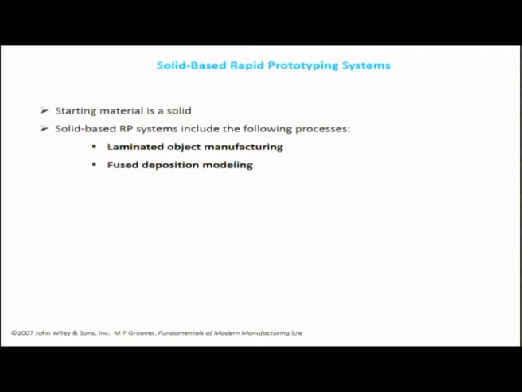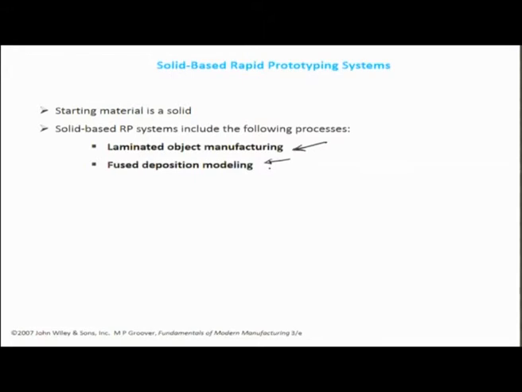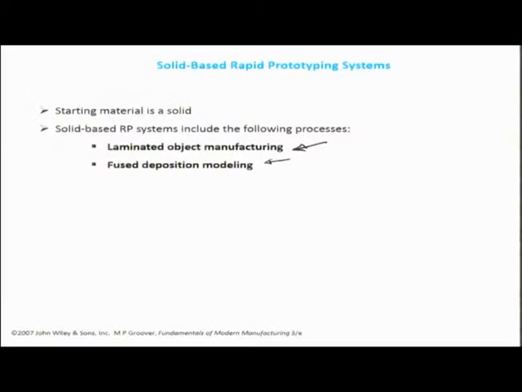Typically there are again about 7 or 8 such processes which exist, but we would be looking only at the very critical ones, which are very widely deployed within the industry. So you earlier saw how in the liquid based method there were half a dozen processes, and we only focused on a few very important ones. In the same way, in this solid based method, the most important is laminated object manufacturing, and one which is really very well known, fusion deposition modeling.